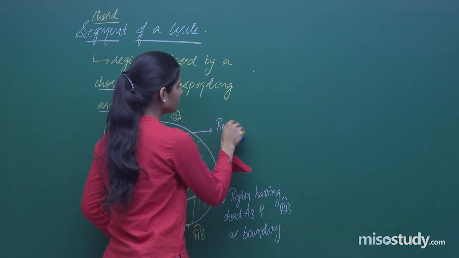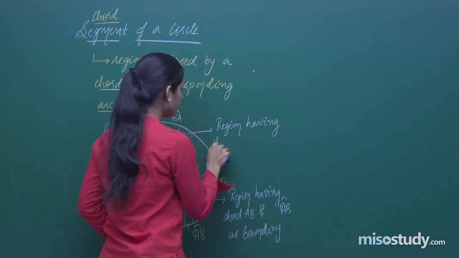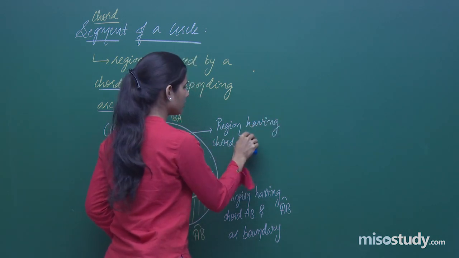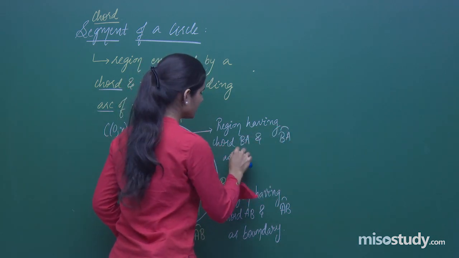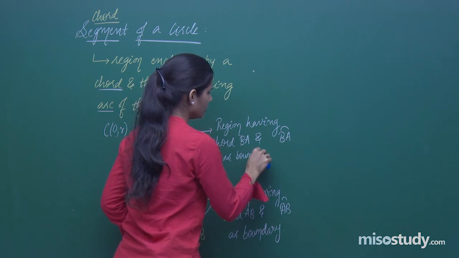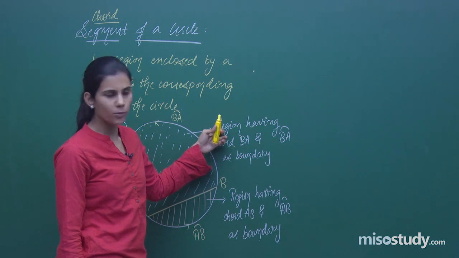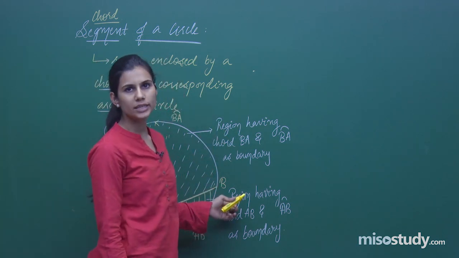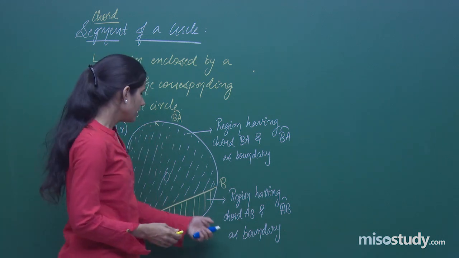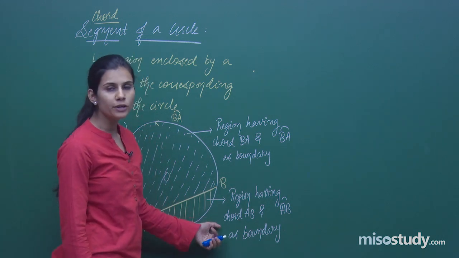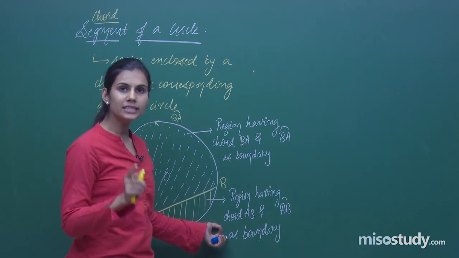And what is this? This is the region having chord BA and BA arc as boundary. So obviously, this region is also enclosed by a chord and its corresponding arc. This region is also enclosed by a chord and its corresponding arc. Both are segments, but the region which is enclosed by a chord whose corresponding arc is a minor arc is said to be a minor segment.